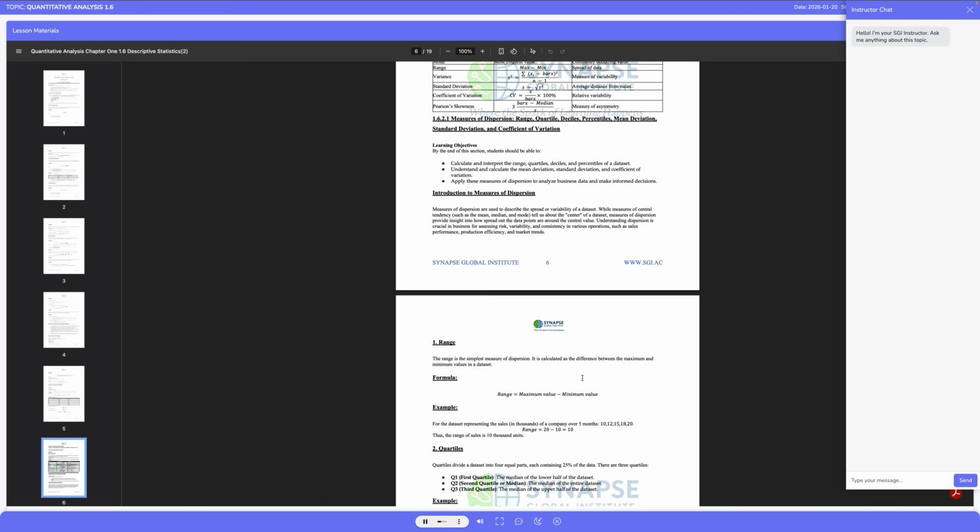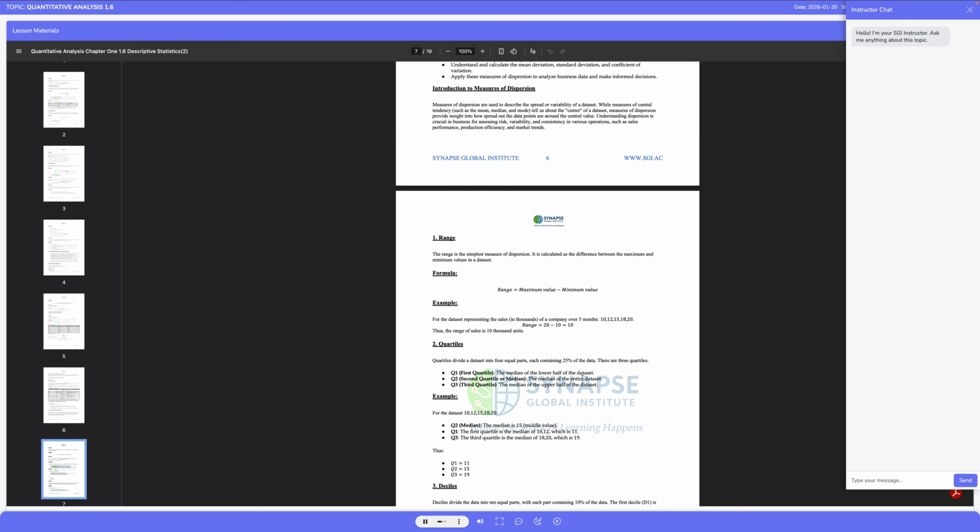The main measures of dispersion covered in this section are the range, quartiles, deciles, percentiles, mean deviation, standard deviation, and coefficient of variation. We begin with the range, which is the simplest measure of dispersion. The range measures the spread of data by calculating the difference between the maximum value and the minimum value in a dataset. The range is equal to the maximum value minus the minimum value.